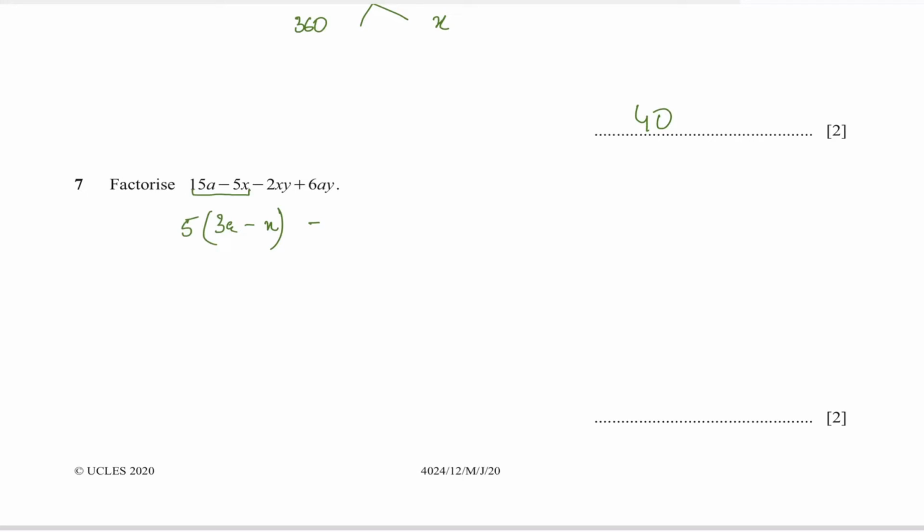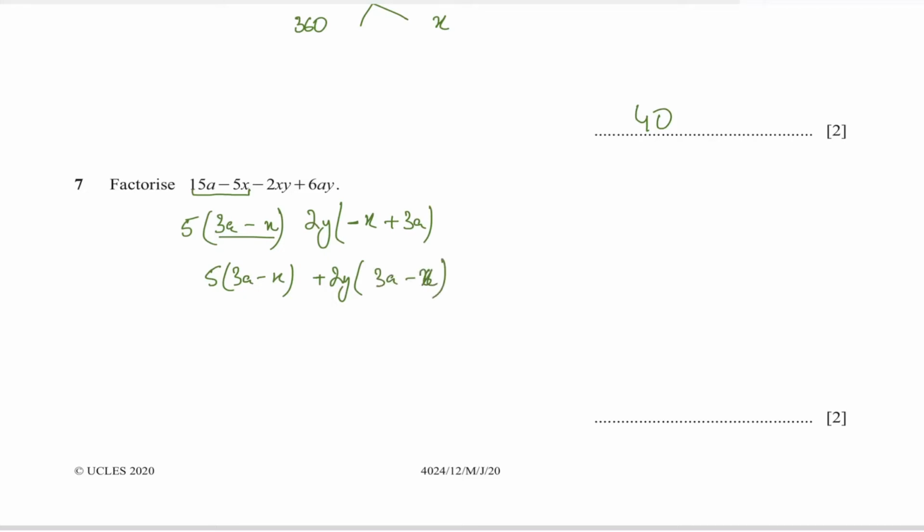And in the second pair, if I factor out, actually I shouldn't factor out minus. I should just factor out 2y. In that case, I have minus x plus 3a, which is the same as the expression in the first bracket. So let's just write them nicely first. So 5 into 3a minus x plus 2y into 3a minus x.